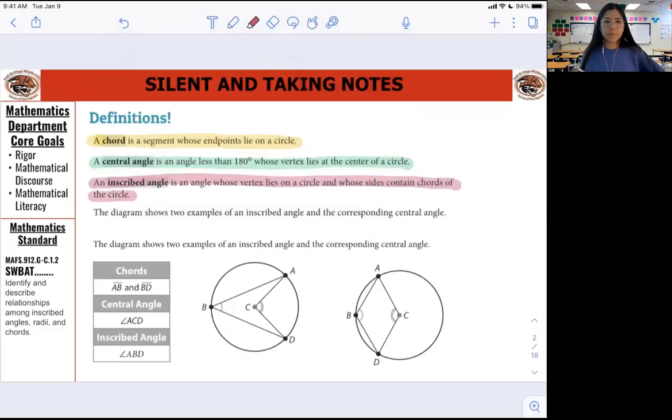A central angle is an angle less than 180 degrees whose vertex lies at the center of the circle. Perfect. Then the last one.